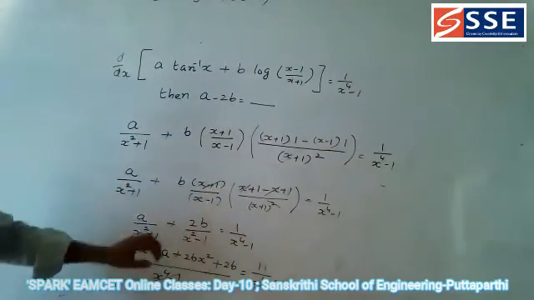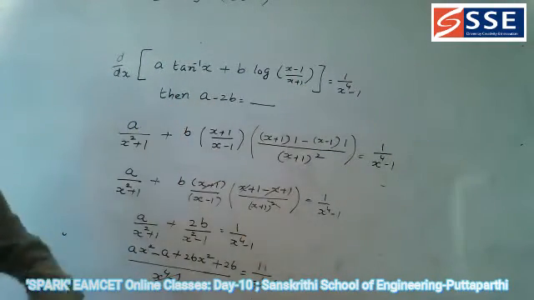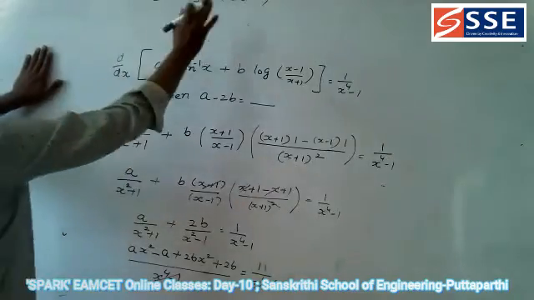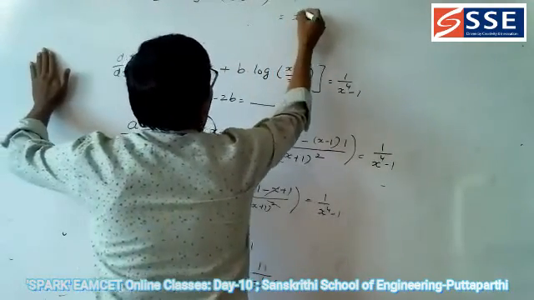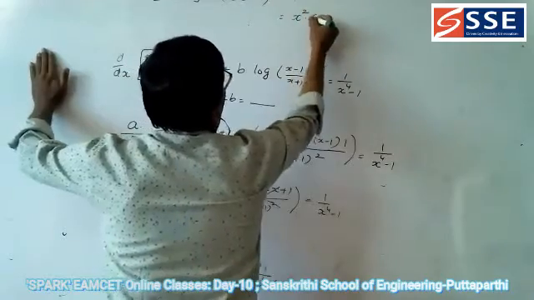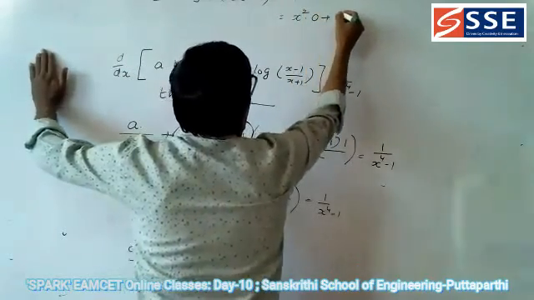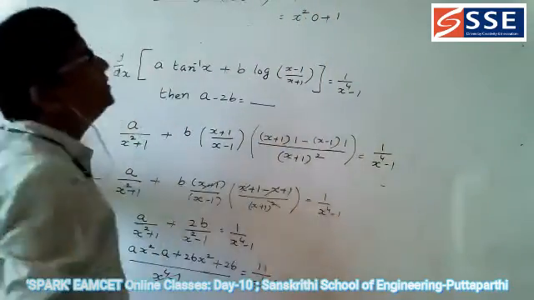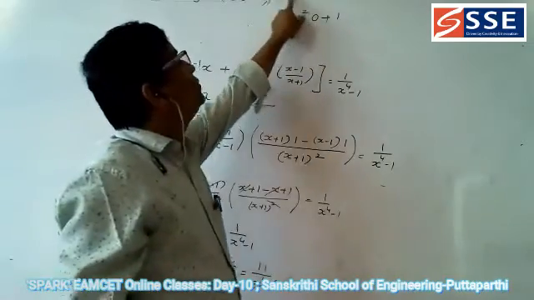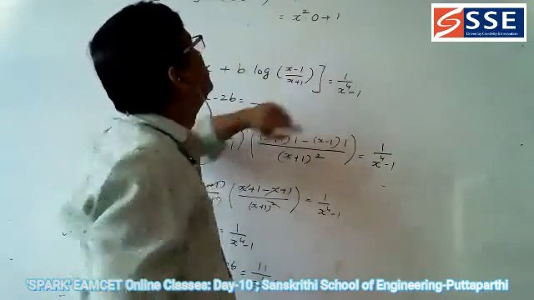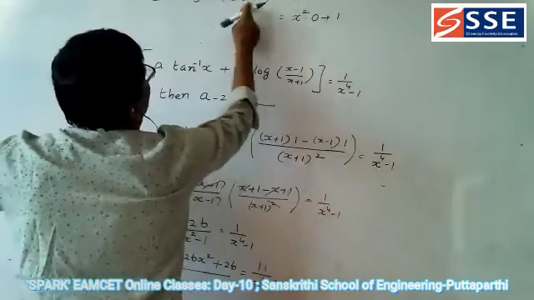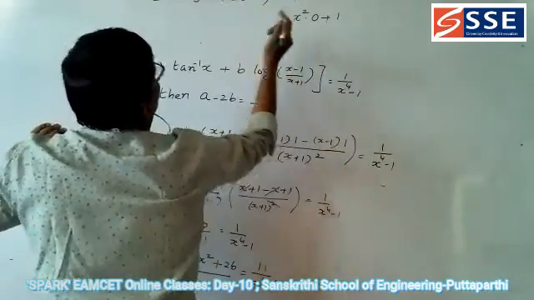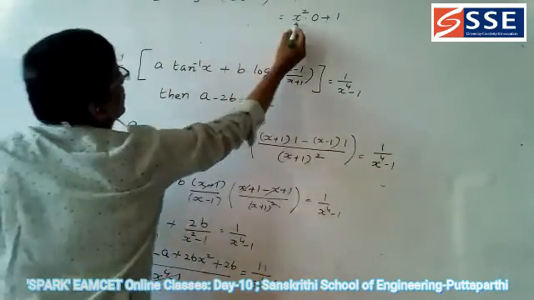Now we want to find a minus 2b. A minus 2b is nothing but, I am just comparing these two. Instead of 1, I am writing this as x square into 0 plus 1. Can I write this? X square into 0, 0 only, plus 1. Why? Because this is also x square into this term plus 1 into this term. So that's why these two are x square coefficients.